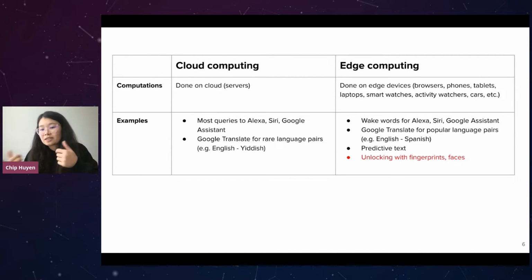Another example is predictive text. Sorry, see, I said "OK Google," and now my phone just woke up. So with predictive text, when you type on the phone, it suggests what you'd like to type next. Another is unlocking the phone with fingerprints or faces. I have that last example in red because for unlocking the phone using fingerprints or faces, it's very important to do it on device, since a lot of people might feel unsafe having all their biometric information on the cloud.